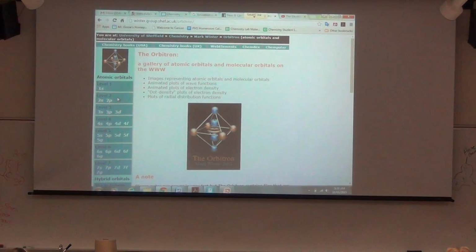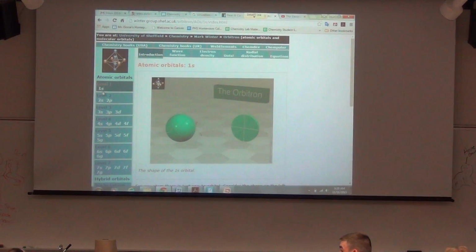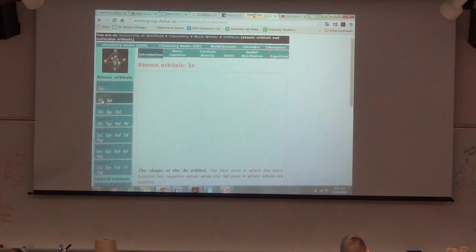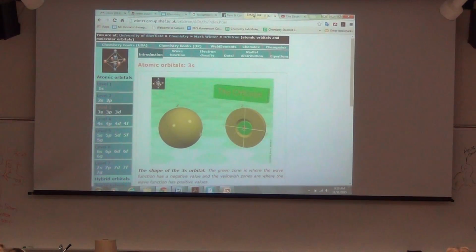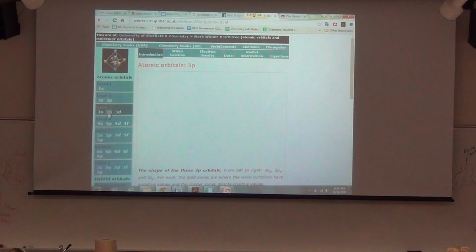So this is called the Orbitron. It's just a link, but I just wanted to show you this. Like, this is the S. There's just one, and now this is like 2s. It gets a little bit bigger. Now we have 2p, and maybe some of you have never seen this before. So then like the third level gains 3 sublevels.